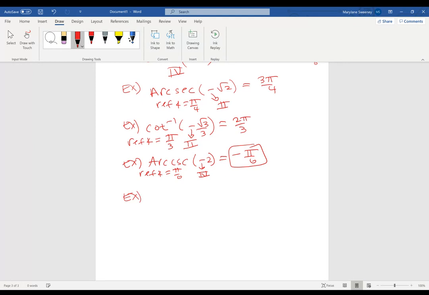Two more. If we've got sine of inverse sine of 0.735, as long as this falls within the domain for inverse sine, which it does, then these two just cancel. Sine and inverse sine are inverses of each other. So you get 0.735.